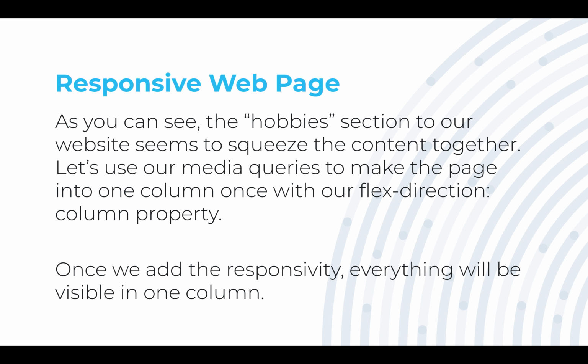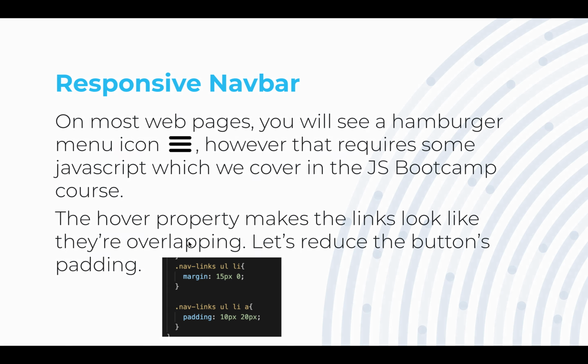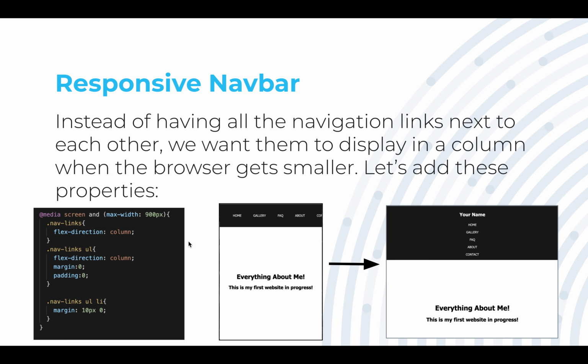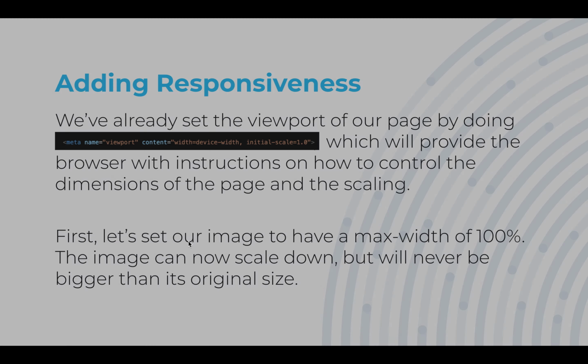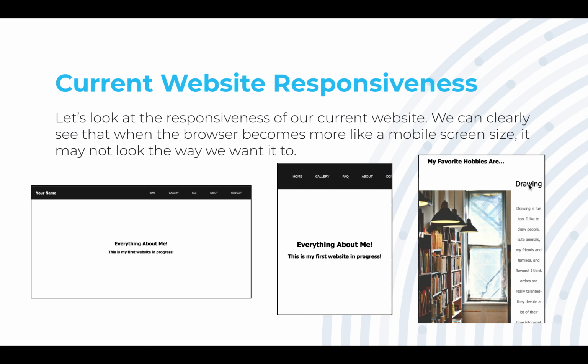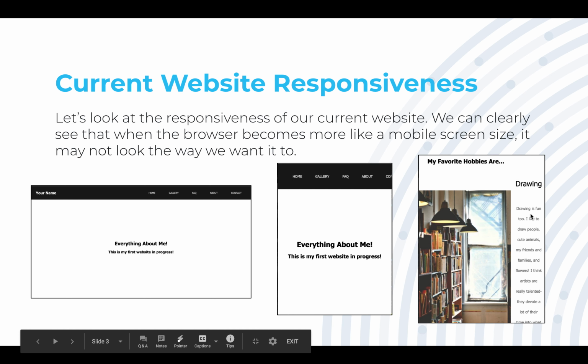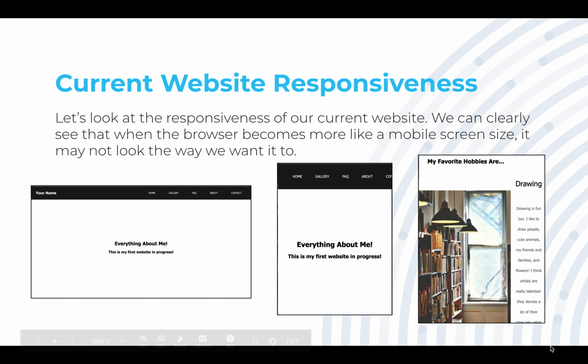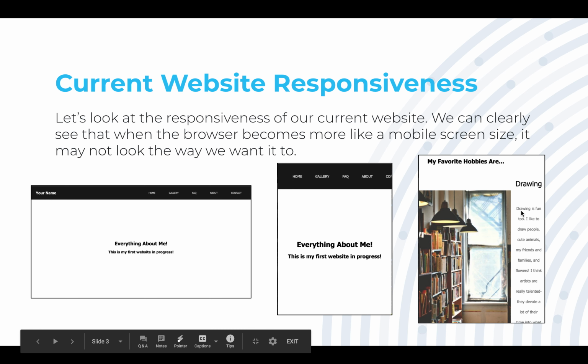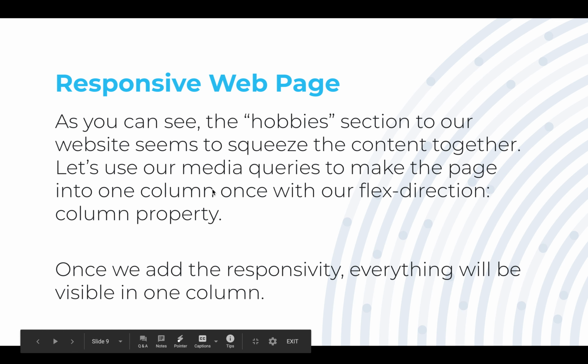As you can see, the hobby section of our website seems to squeeze the content together, right? So we have to add media queries to make the page into one column. If we go back a few slides, instead of having this whole section next to each other, we just want to put it underneath instead of squeezing it all in. So we can add responsiveness so that everything can be visible in one column.